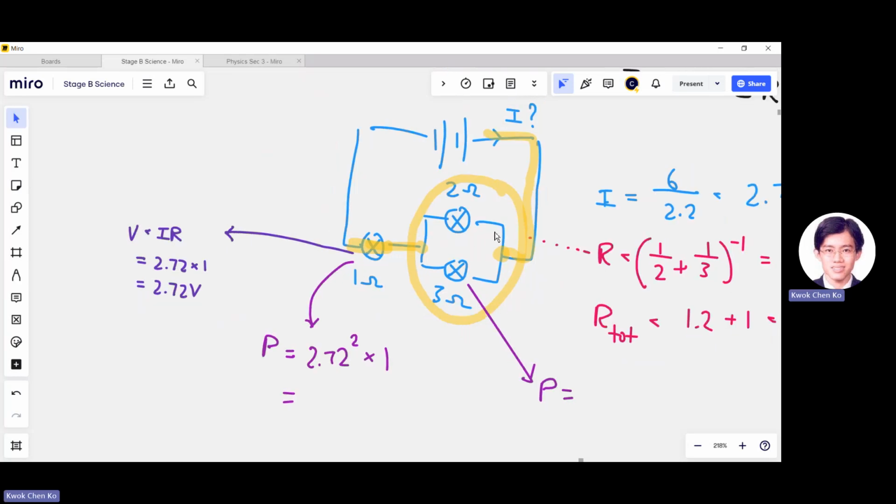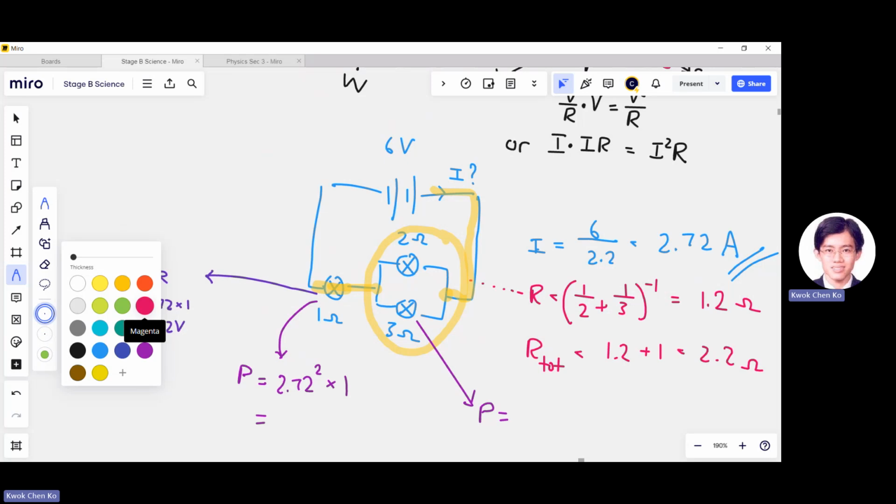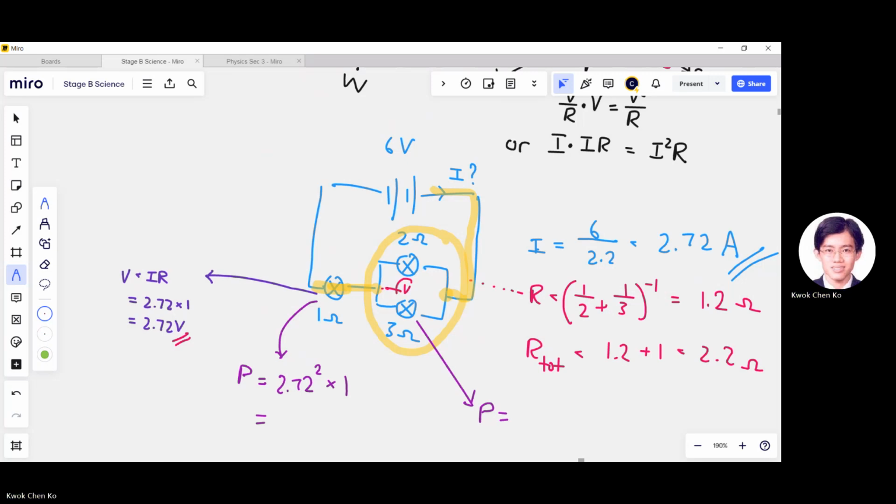Now the difficult part is this. Total is 6 volts. That means through this whole chunk is 6 volts. And the first light bulb here took up 2.72 volts. Therefore, if I put a voltmeter here, this voltmeter will show me how many volts? 6 minus 2.72 gives me 3.28 volts. So this voltage applies to this bulb and this bulb. Remember, these two are in parallel, so they have the same voltage, and I now know the voltage is 3.28 volts. So what formula should I use here?